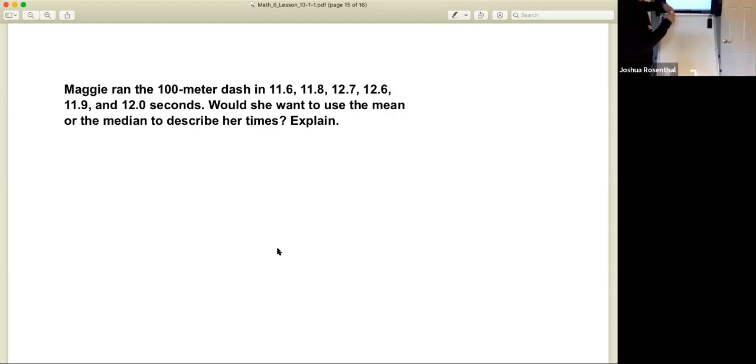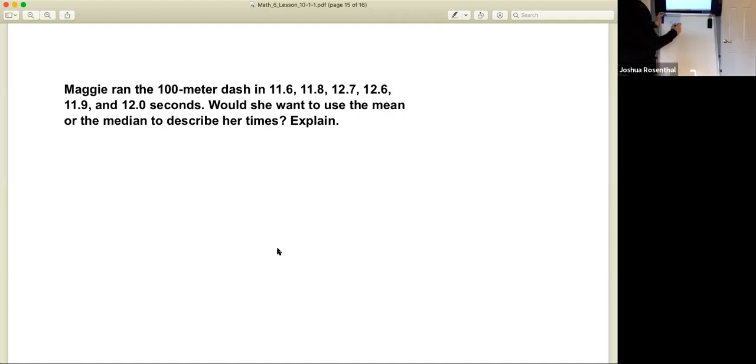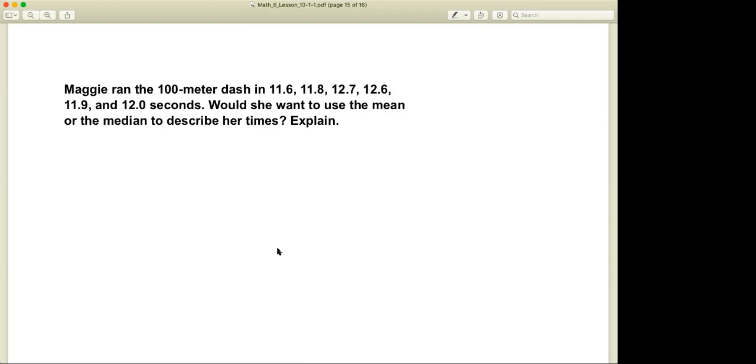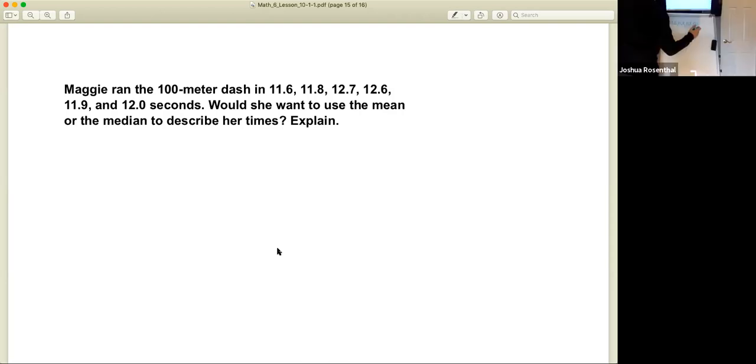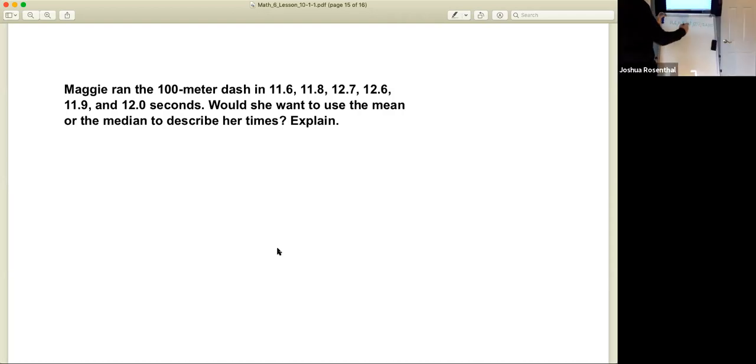Well, I guess we can put these out here. So most of our times are in the 11s. 11.6, 11.8, 11.9, 12.6, 12.7. If you did the median, you would have to add the two numbers in between and then divide by 2. Let's see, 1, 2, 3, 4, 5, 6 data points. So the median would be 11.95.